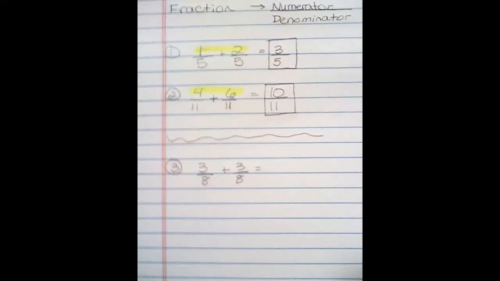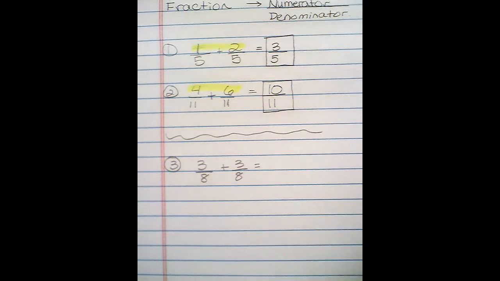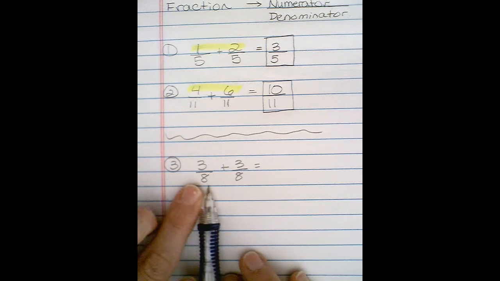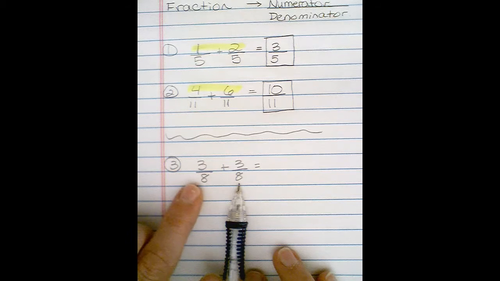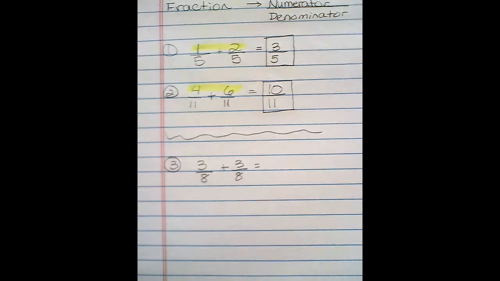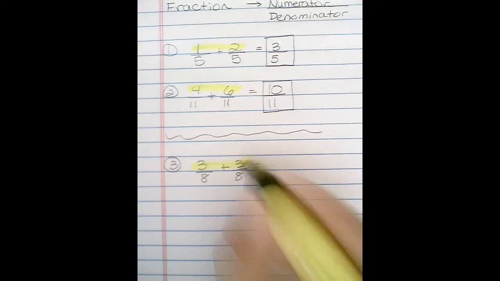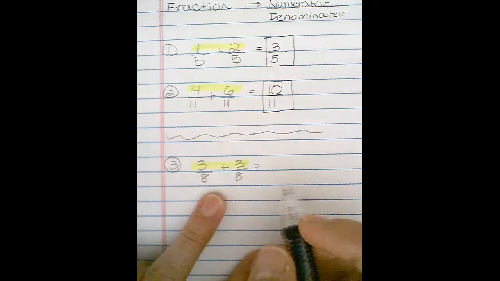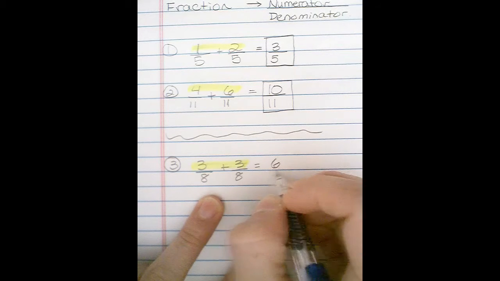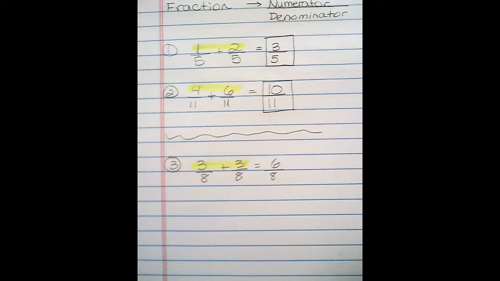Okay. Once again, I check. Do I have common denominators? My first fraction has a denominator of 8, and my second fraction has a denominator of 8. Now that I've checked this, I can add. So, I add across, and I add the numbers only in the numerator. So, 3 plus 3 is 6, and that is over 8, leaving me with a fraction of 6/8.